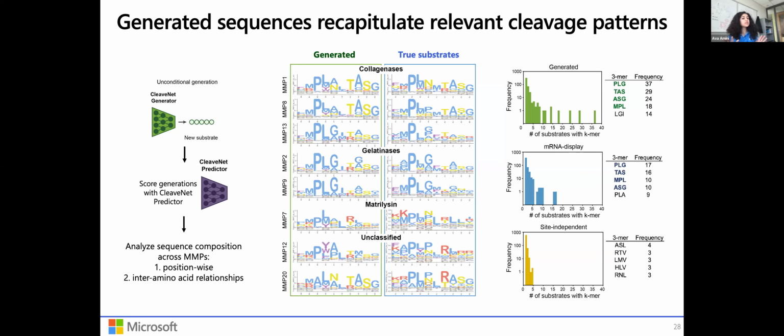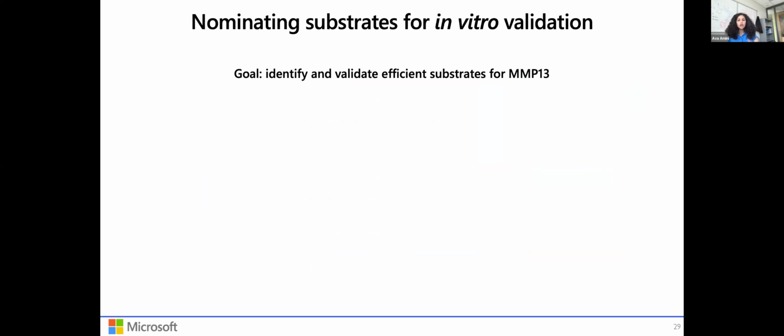And so this was quite encouraging to us from an in silico perspective, that we're not trivially learning to just sample from the distribution in a position-independent way, but rather that CleaveNet is actually capturing these subtle and nuanced site dependencies. So now comes the fun part, actually bringing these substrates to the lab and screening them experimentally in vitro.